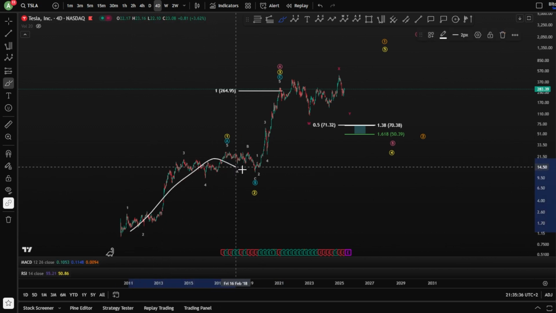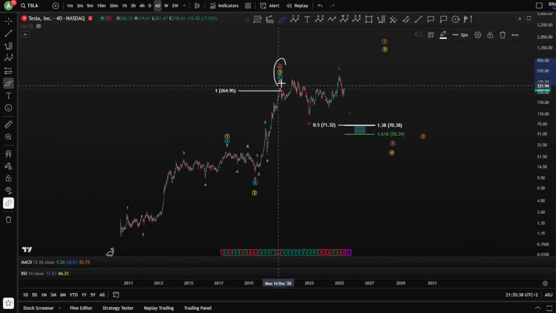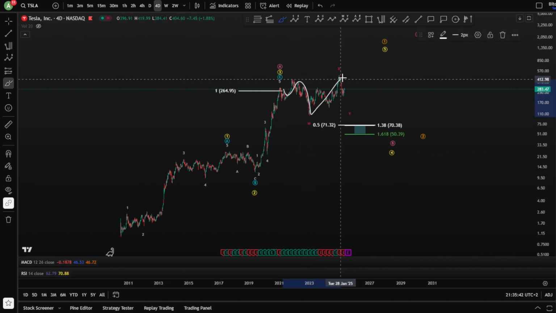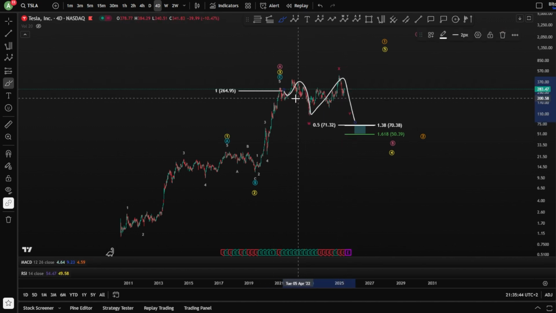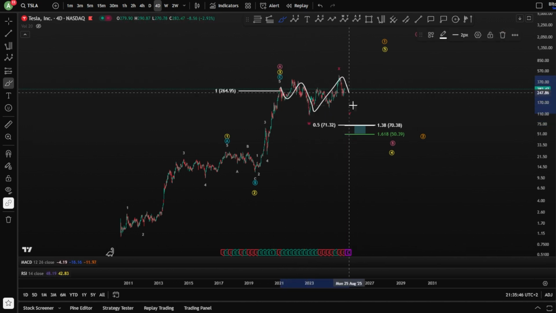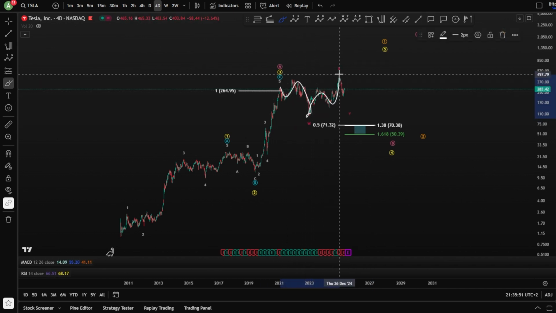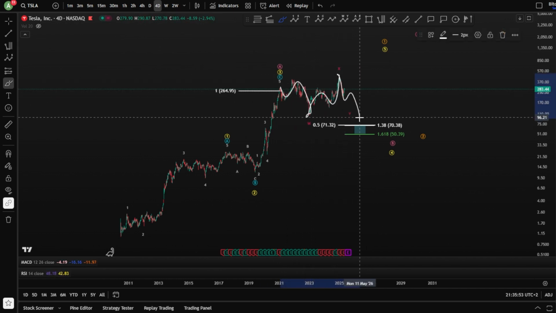In this case scenario, we have finished 3 waves of zigzag, of course, as a wave A. We are looking at W, X, and a Y. And basically, this W, X, and a Y can be, of course, unfolding in 3 ways for W, 3 ways for the X, and 3 ways for the Y.